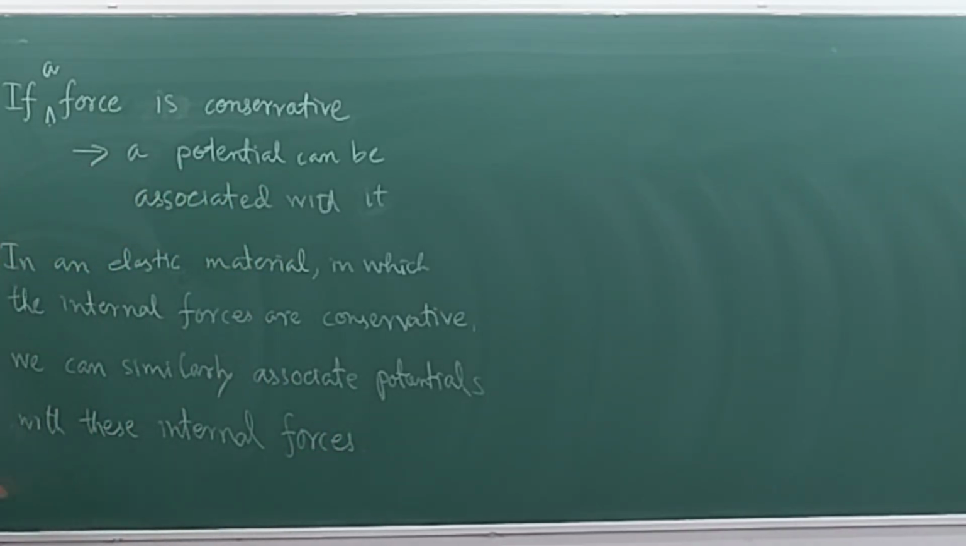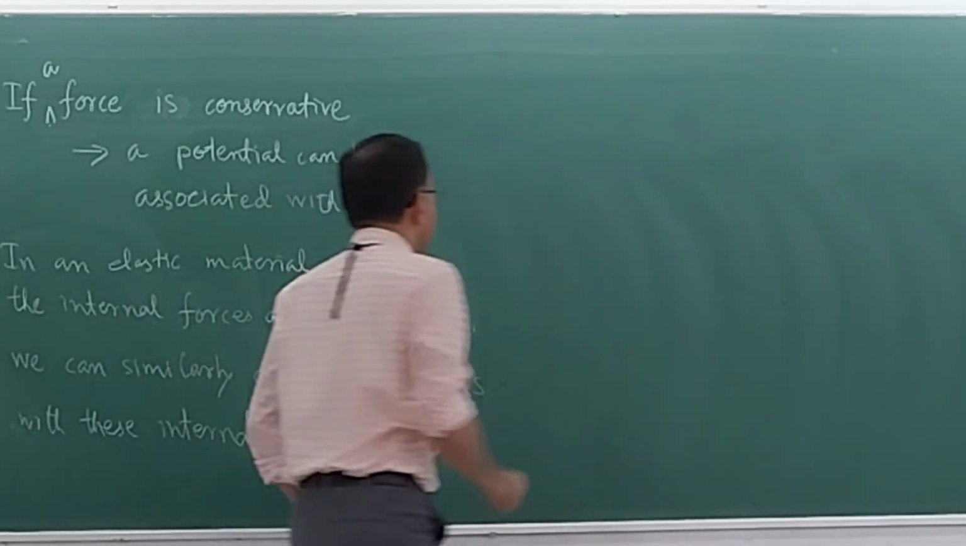So logic is very simple. If a force is conservative, then we can associate a potential with it. We are already defining an elastic material as one in which the internal forces are conservative. So if those internal forces in an elastic material are conservative, then we can associate potentials with them. Okay, as simple as that. Nothing special.